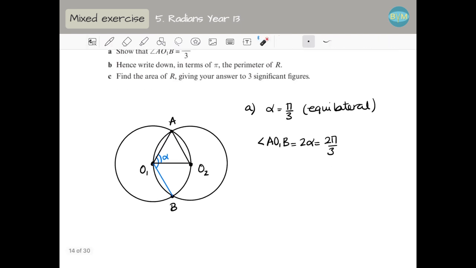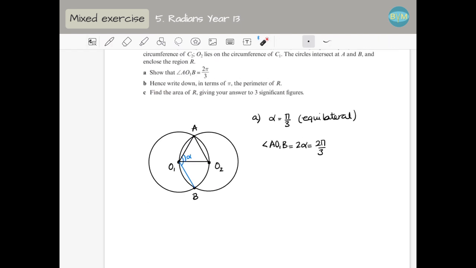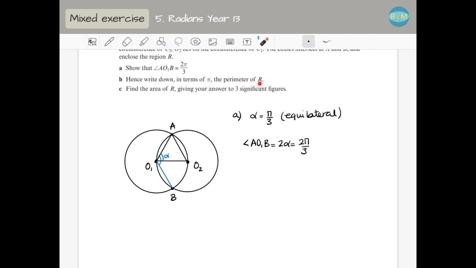Then for part B, it says, hence, write down in terms of pi the perimeter of R. R, we say, is this enclosed region. We are looking at this perimeter here. So this arc and this arc. So what we are going to do is to find one of the arcs and multiply by 2. One of the arcs, this arc, is corresponding to this angle that we found here.